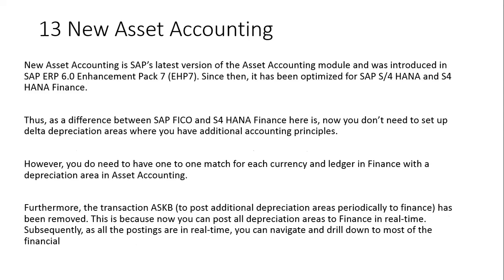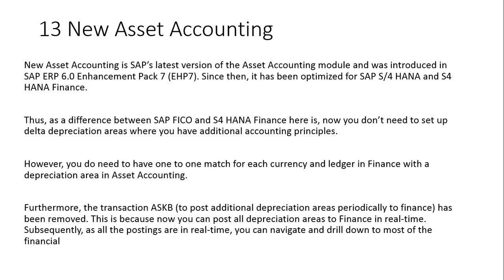Okay, of course, in new asset accounting, there have been some changes also. The difference with the FICO finance is now you don't need to set up delta depreciation areas where you have additional accounting principles. In your Asset Explorer, you have accounting principles also as part of your views. However, you need to have a one-to-one match of each currency and ledger in finance with a depreciation area in accounting. The transaction to post additional depreciation periodically has been scrapped.